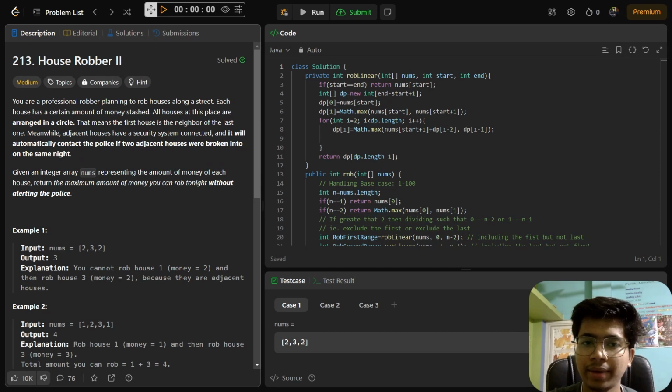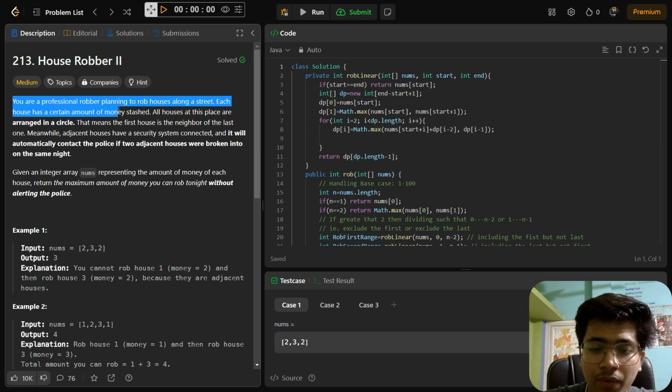So dear world, welcome back to the house robbery problem 2. So first let's understand this house robbery problem. It's telling you are a professional robber planning to rob houses along a street. Each house has a certain amount of money stashed. So it's telling that each house is having a certain amount of money.